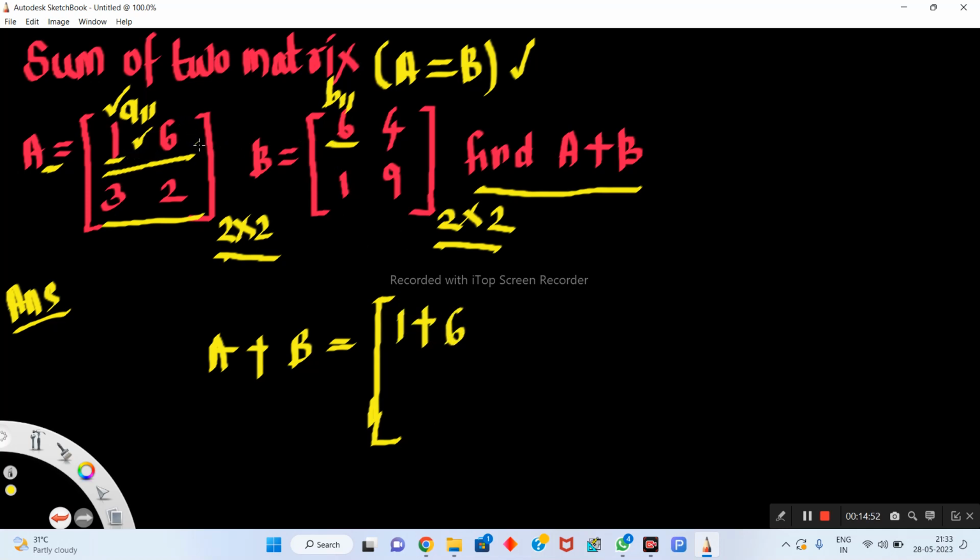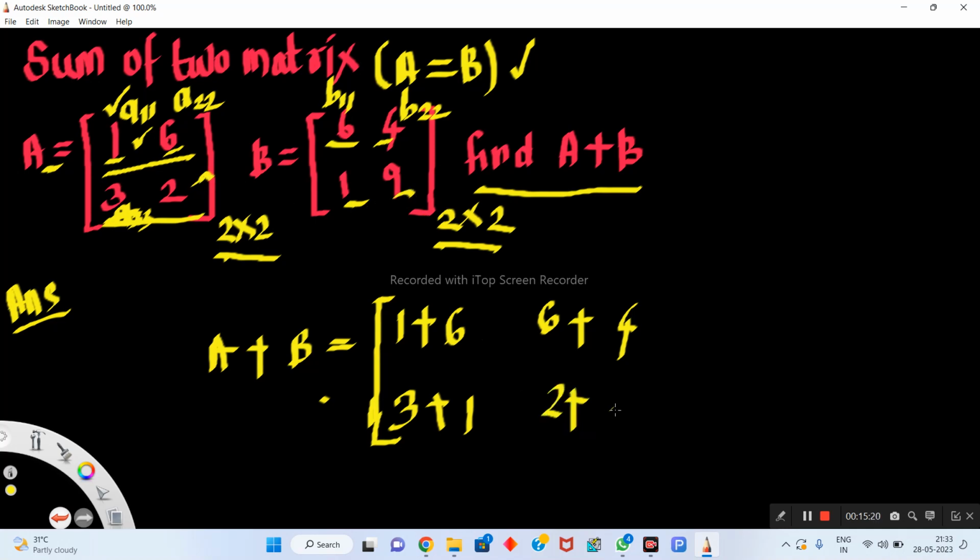And here in this place A22, and in B matrix B22, here it is 6 and here it is 4. We need to write 6 plus 4. Here A21, here it is 3, plus here it is 1. So we'll add that. Here we are having 2 and here 9. We'll write 2 plus 9. So if we add this matrix, we'll get our answer.